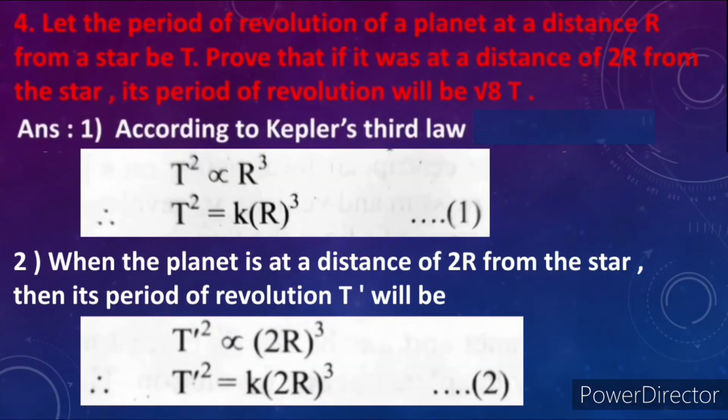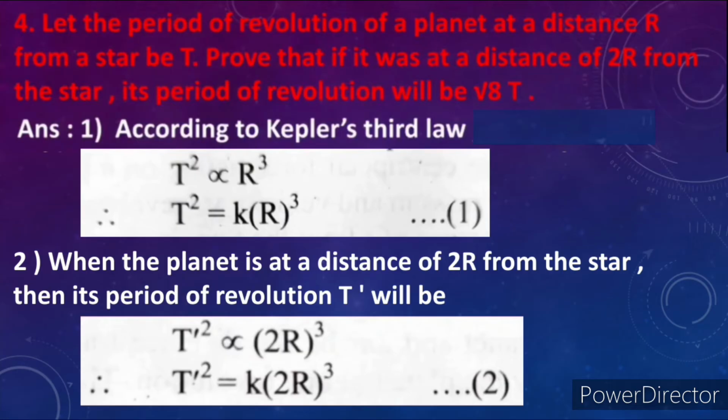Question 4. Let the period of revolution of a planet at a distance r from a star be T. Prove that if it was at a distance of 2r from the star, its period of revolution will be √8 T. Answer. 1. According to Kepler's third law, we get T² is directly proportional to r³, and therefore T² = k r³, equation 1, where k is constant.